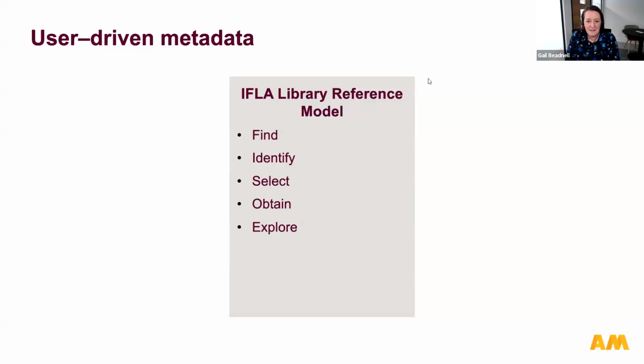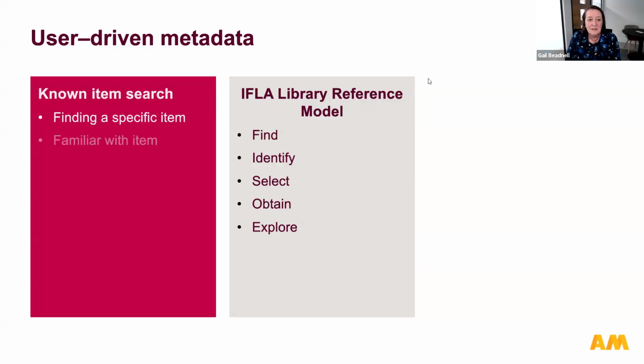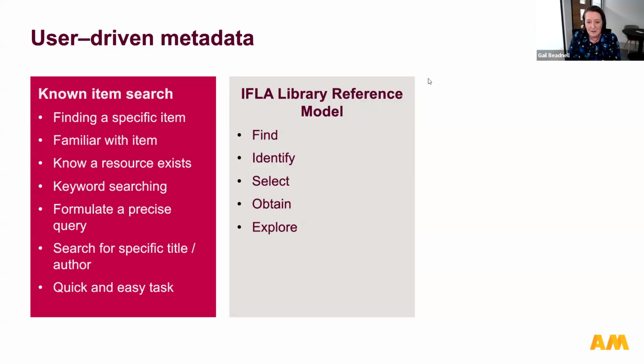So focusing on the find task, when accessing an AM collection, users could be conducting a known item search or an unknown item search. In a known item search, the user has a specific item in mind which they're already familiar with. They know it exists and they're simply tracking it down. This approach often uses keyword searching or potentially something more detailed. The user can draw on their existing knowledge to formulate a precise query to find what they're looking for, using information such as the title or creator. They expect to find and identify the resource quickly and easily.